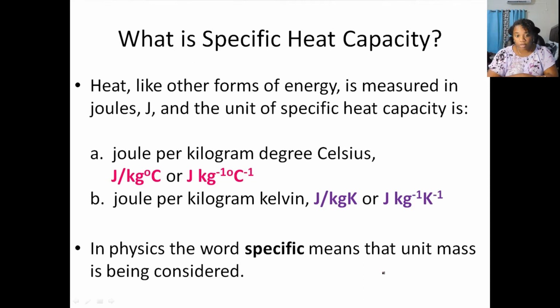And you see how they can be written. You could write them with the slash, or you could write them with the negative ones. This is much preferred though. Most scientists prefer this one, and this one, most examining bodies. However, when you use this one, you're able to do your calculations nicely. In physics, the word specific means that unit mass is being considered.